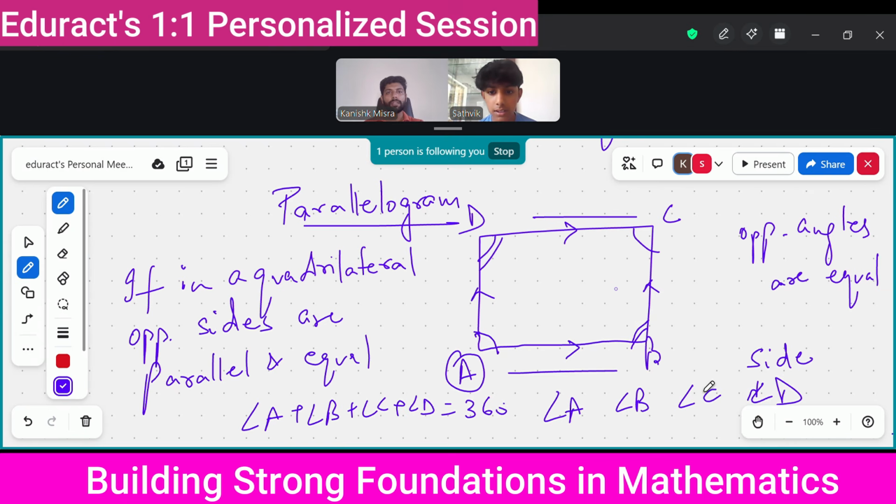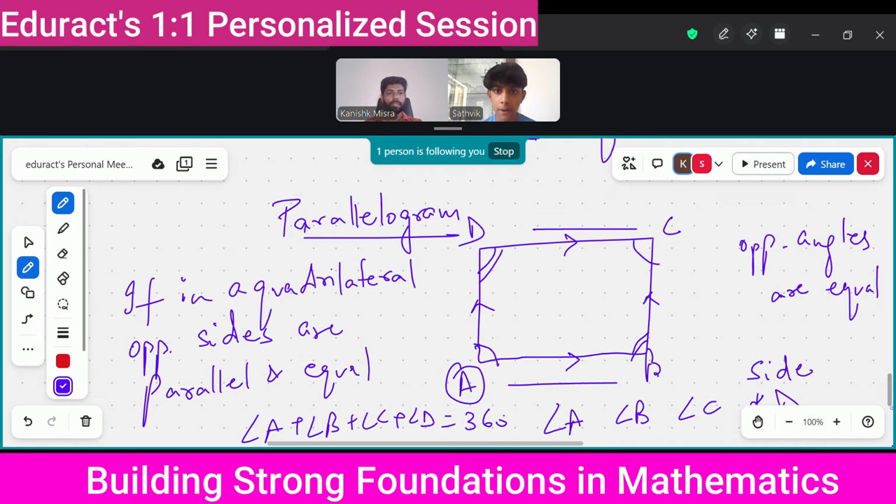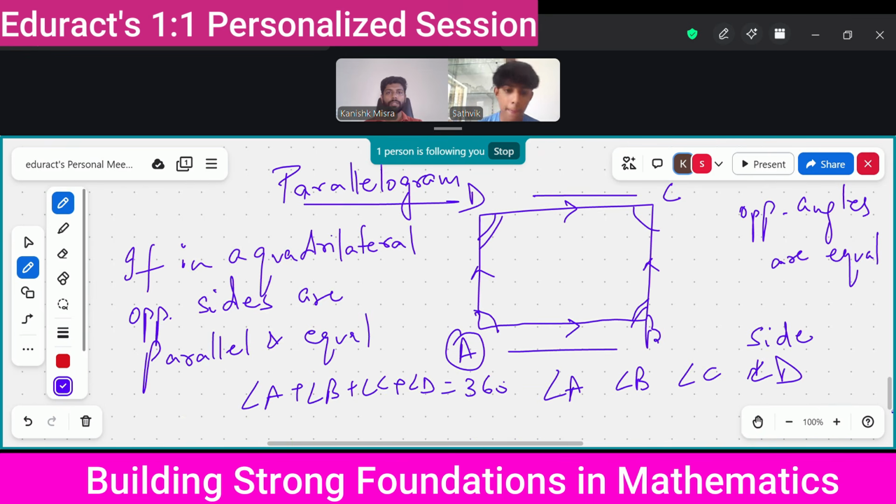I can't see what you're writing, sir. Okay. Things are not visible on your screen? No, I'm still on the types of quadrilaterals page. Oh, okay, just a second. Can you scroll down? Yeah, I got it. Is it visible? Yes, sir.